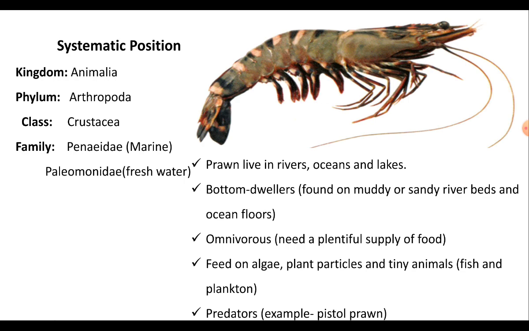Let us see the systematic position of prawn. It belongs to kingdom Animalia, phylum Arthropoda, class Crustacea, and family Penaeidae for marine forms and Palaemonidae for freshwater forms.